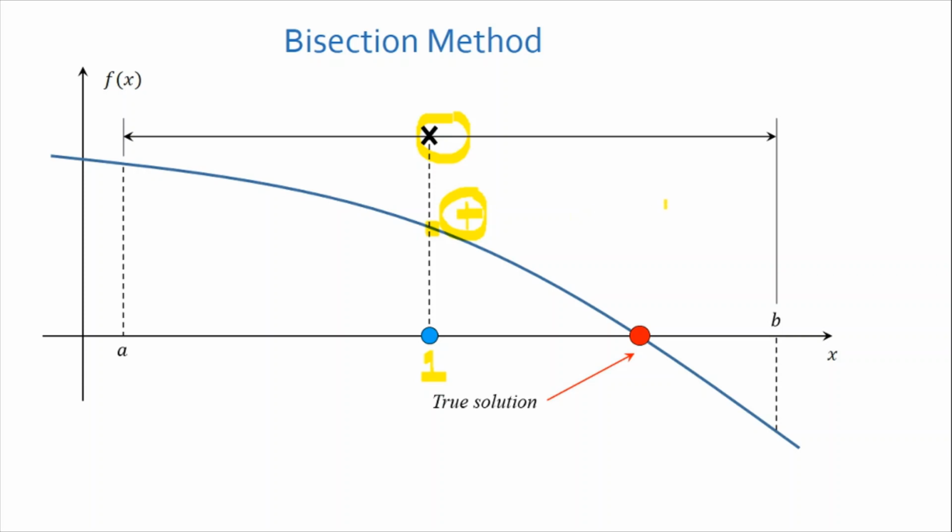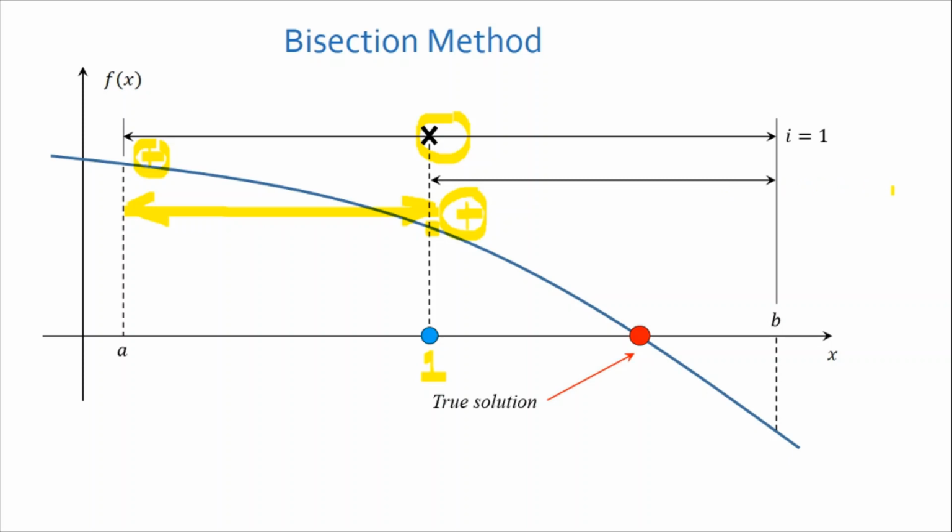So what interval are we going to use next? Is it this interval here or the other half of the first interval? Since the value of the function here is positive and the value of the function here is also positive, the root is not located here. The true solution or the true root is located here. Therefore, we will again bracket that true solution, and our next interval will be this portion here.